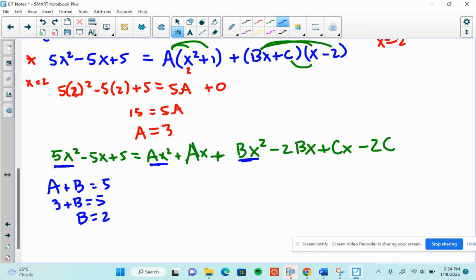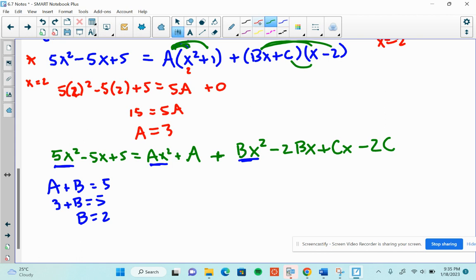Now I can either use the fact that a minus 2b plus c equals negative 5, or easier yet, let's do this. Did I lose somebody somewhere? Yeah, I kind of made a mistake here. Let me rewind right here. When I distributed, I had ax squared, and that should be plus a.